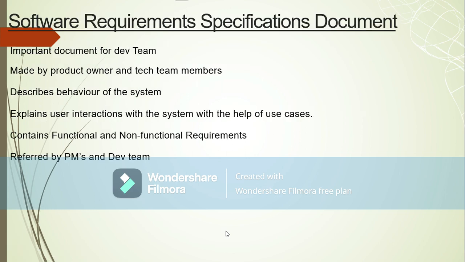Then we have the software requirement specification document. As we see, out of all the three requirements, the name is big, as is the requirement, as is the documentation. It's a lengthy documentation. Usually we use it in projects which follow the waterfall model, because it consists of functional requirements, non-functional requirements, and use cases. Everything is there. It's very important for the development team, for the testing team, every team.